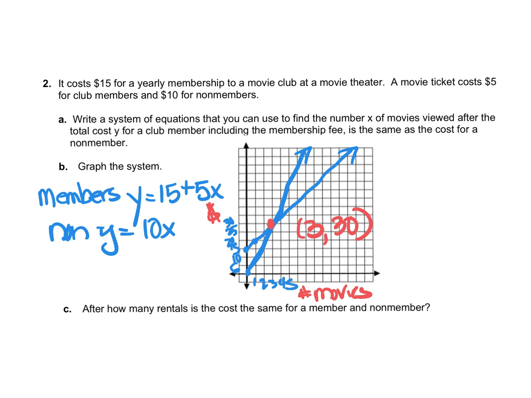But if you'll notice that the non-members, their rate of change is going up. So after 3 movies, you'll have spent more money being a non-member than you would have as a member. So after how many rentals? We would say then 3. And it will have cost, so 3 movies, and it will have cost you $30. So in this lesson, we took a look at how to solve linear systems by graphing.